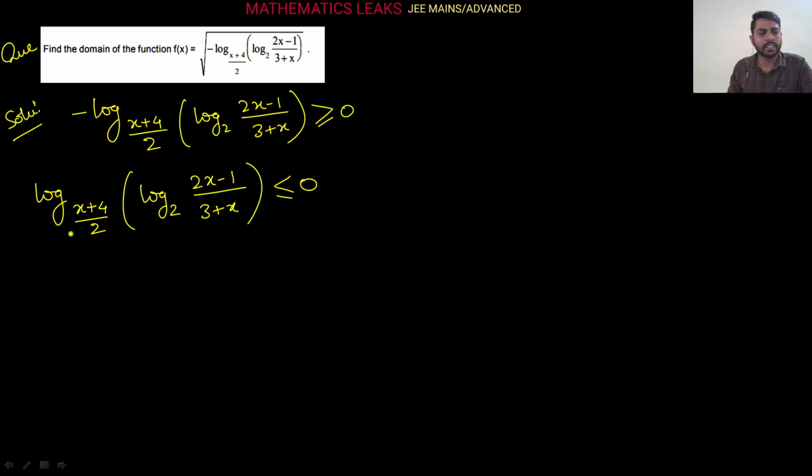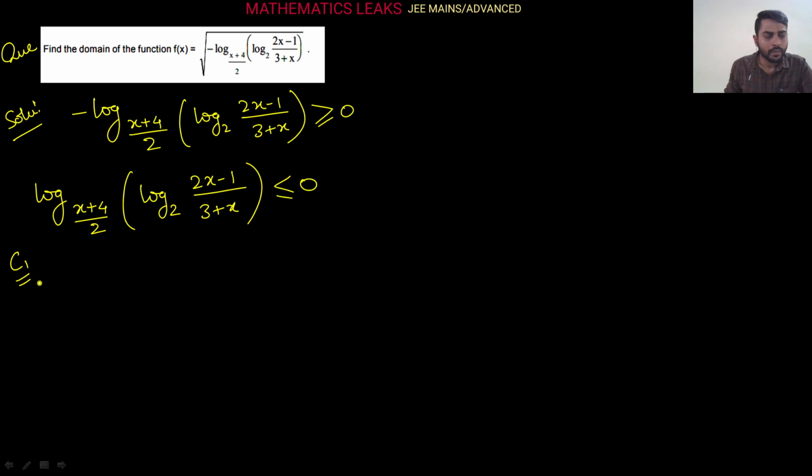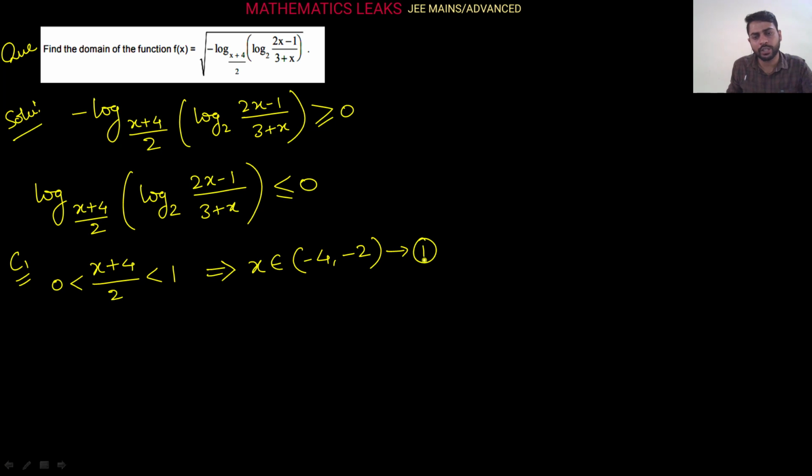So now here we can see that this logarithm base (x+4)/2 is a variable quantity. We know that a logarithm will be defined when the base is between 0 and 1, or greater than 1. So let's see, two cases are there. Let's take case number 1, when the base of this logarithm, which is (x+4)/2, is greater than 0 and less than 1. In this situation, on solving this inequality, we get x belongs to (-4, -2). Let's suppose this is our equation number 1.